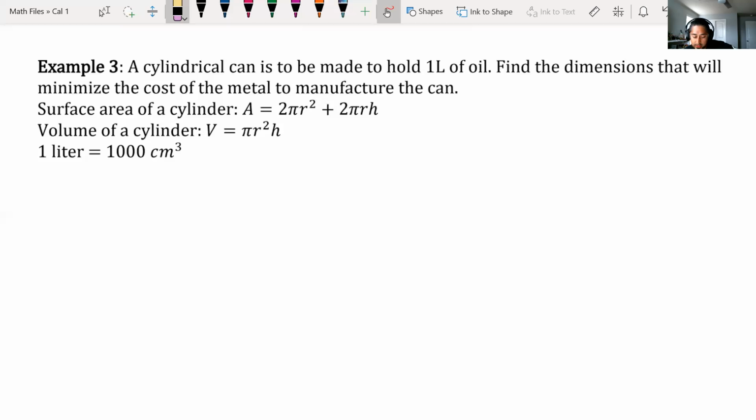Okay. Our job is to minimize the cost of the metal to manufacture the can. So would we minimize surface area or minimize volume? Surface area. Good. So this is what we need to minimize.